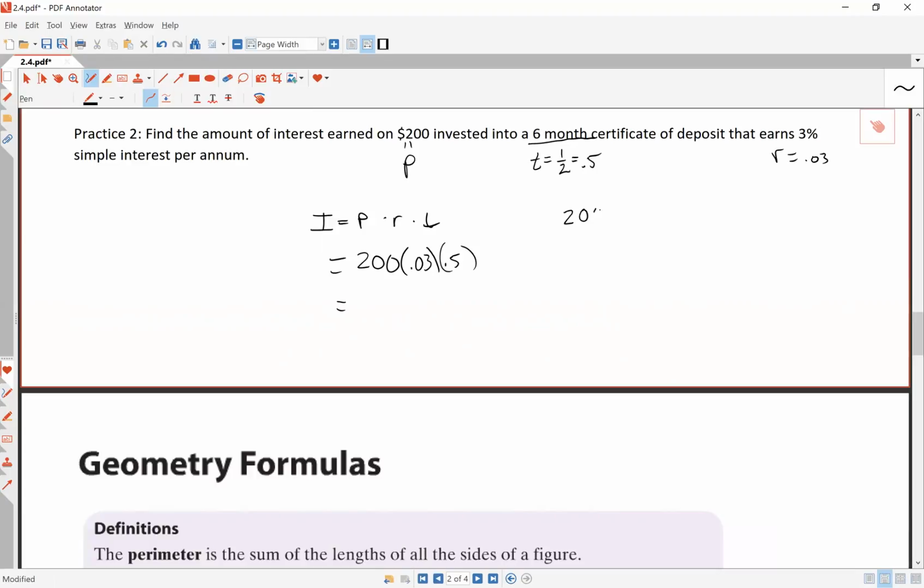$200 times 0.03 is 6, times 0.5 is 3. So a whopping $3 in interest, but there wasn't that much invested.